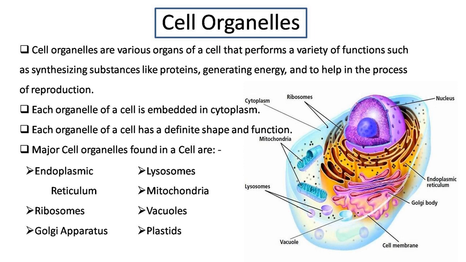As you can see in the picture, the various cell organelles are labeled. It is also listed out here. We can have a look at them. They are the endoplasmic reticulum, ribosomes, Golgi apparatus, lysosomes, mitochondria, vacuoles, and plastids.